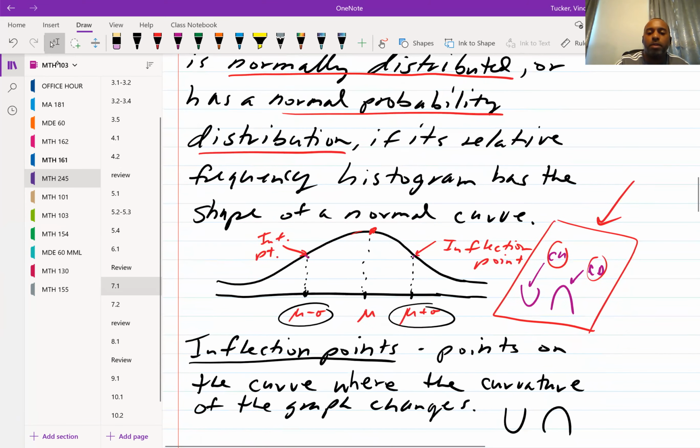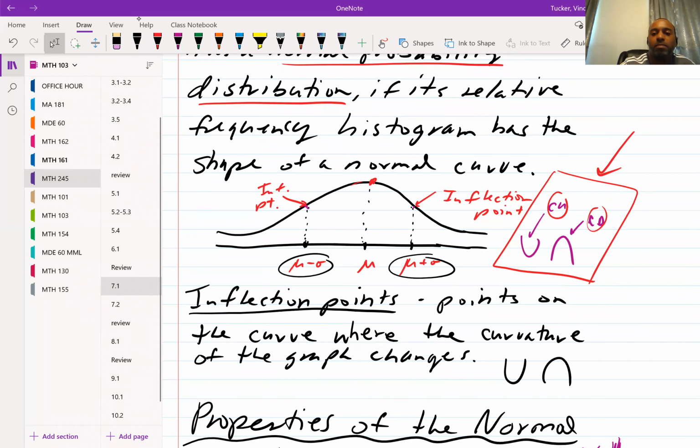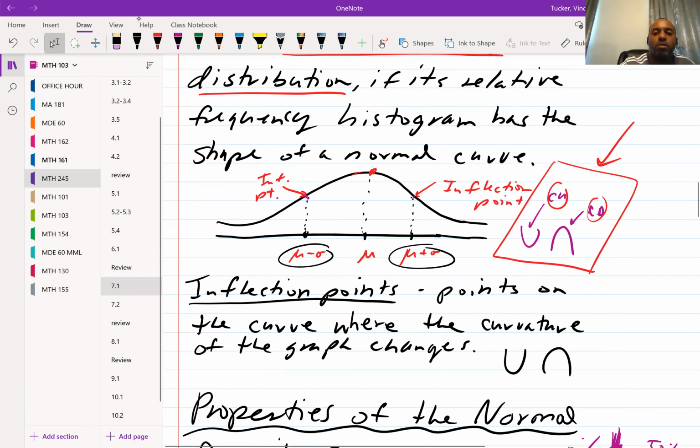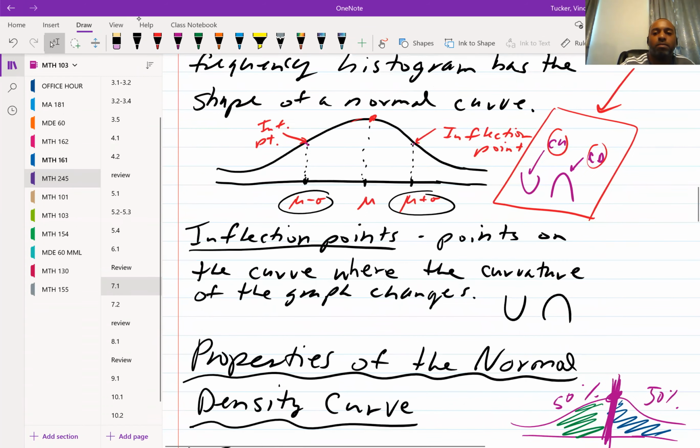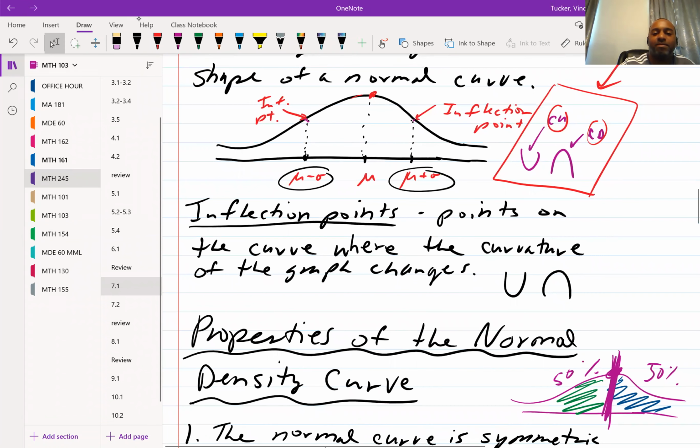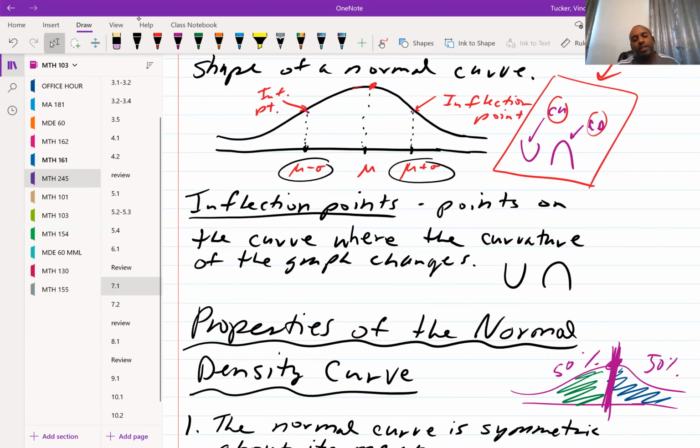Of course, if I scroll up too far, let me know. Okay, should be right there. All right, can you scroll up? All right. So properties of the normal density curve.